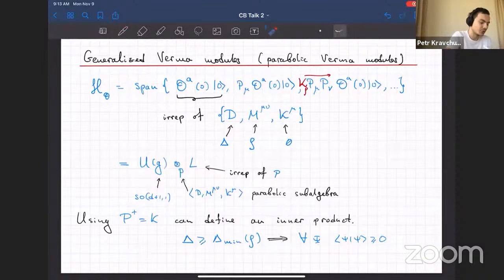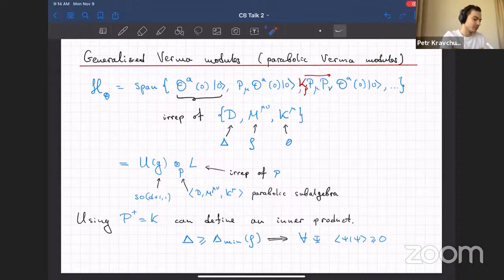The formal way of saying this is that we can construct this representation by taking the universal enveloping algebra of g, where g is the conformal algebra, and tensoring it with this highest weight representation L, allowing the generators of the parabolic algebra p to go through this tensor product. So that's just a description. We won't actually need it, but that's how we construct what are called the generalized, or parabolic, Verma modules.